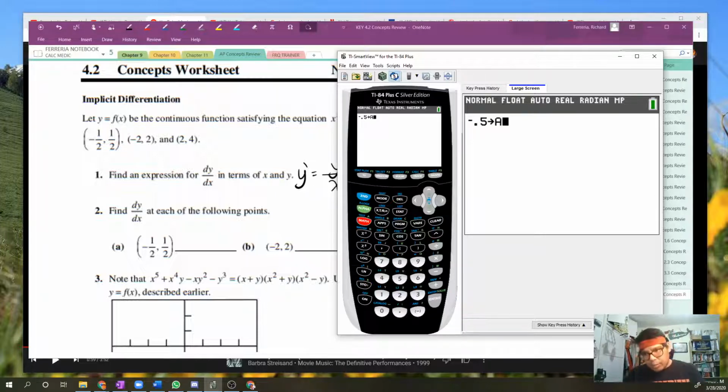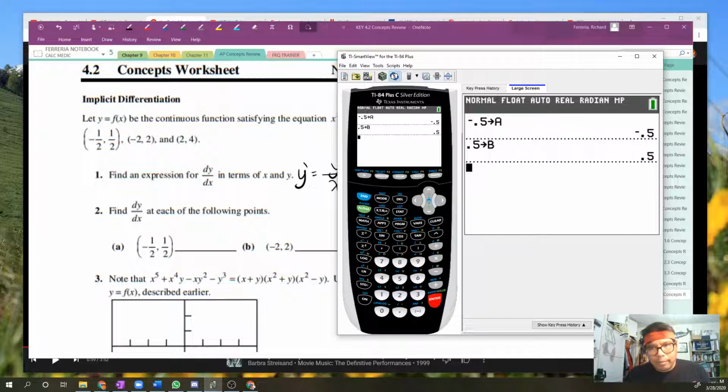Okay. This is why your calculator has those letters. It's not so you can send notes to each other in class. It's so that you can store values in them. Likewise, I'm going to store 0.5 into B. Okay.